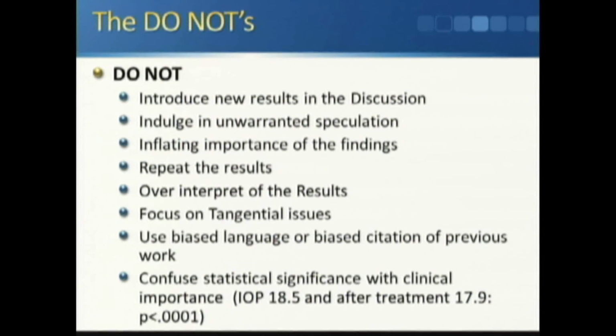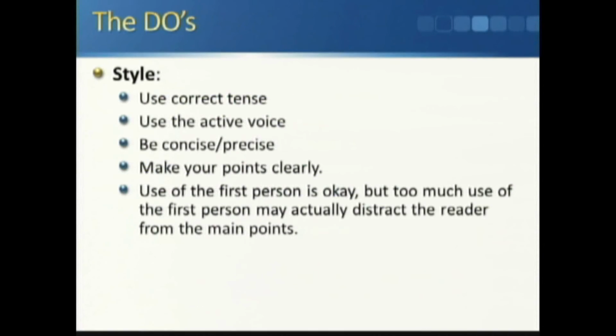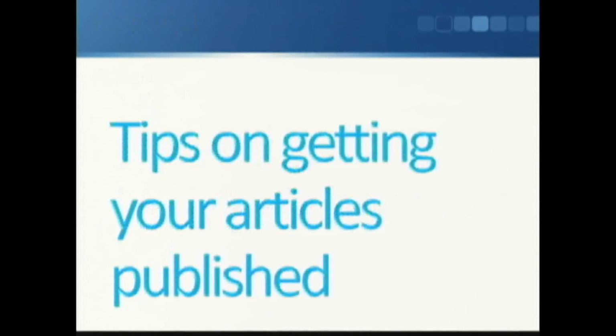And again, don't confuse statistical significance with clinical importance. For example, if you have an IOP difference of 0.9 and a p-value that's significant, make sure you understand whether this is really clinically significant, having a 0.9 difference. It might be, of course. Some of the do's: use the correct tense, active voice, be concise, precise, and make your points clearly. If you use the first person, it's okay in certain circumstances, but you often distract the reader from the main point.